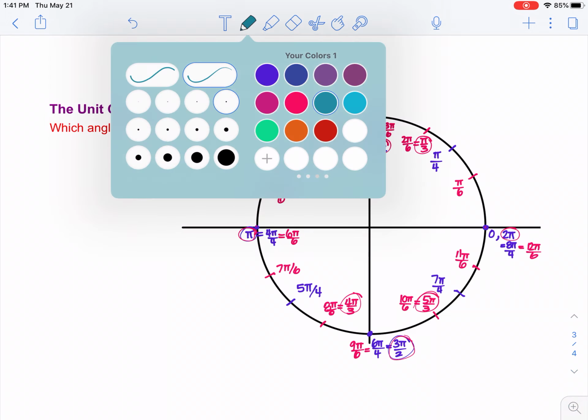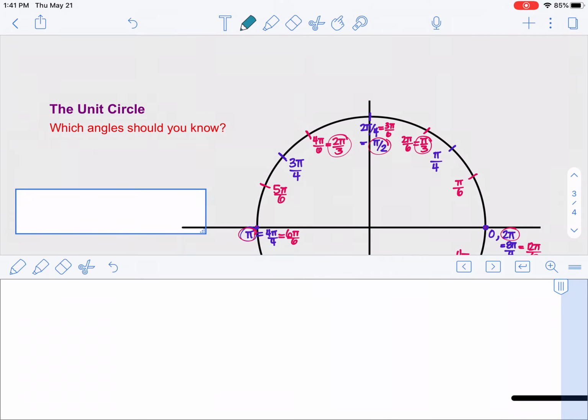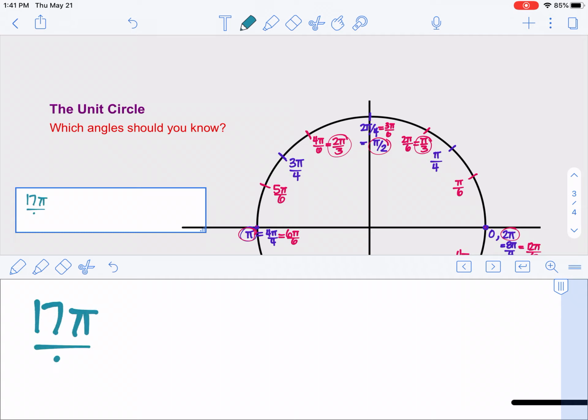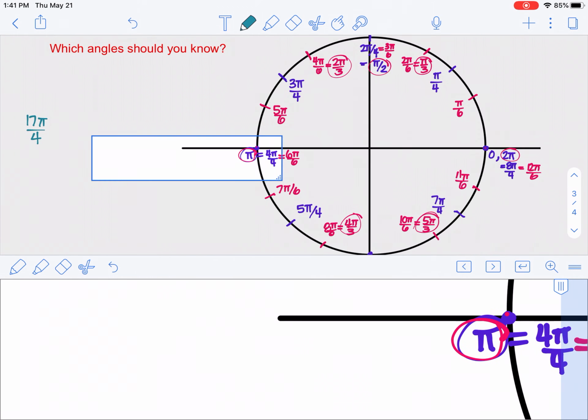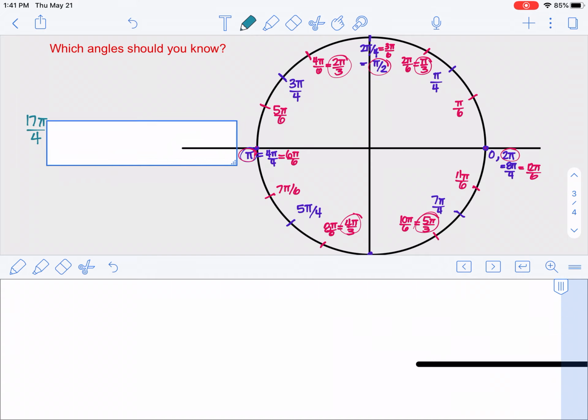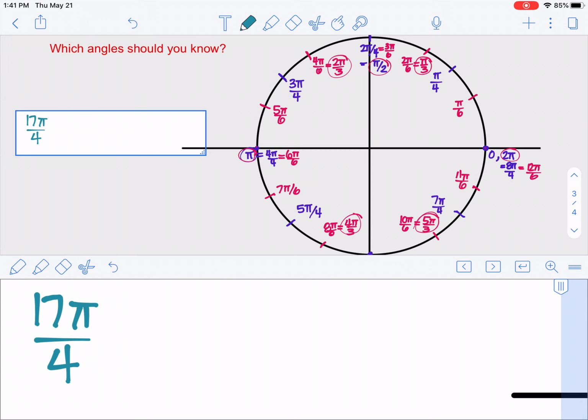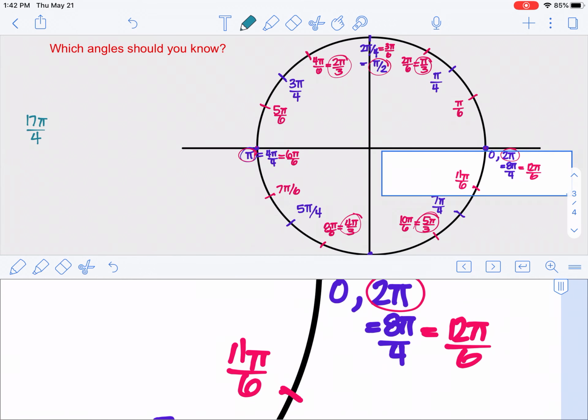So for instance, let's say I say, all right, let's talk about the angle 17 pi over 4. Well, that is not on the list of angles that I told you to know. So does that mean that you just can't answer the question? No. It means that we need to think about what this is actually saying. So if I go all the way around the circle, I'm at 8 pi over 4. And then basically I start again.